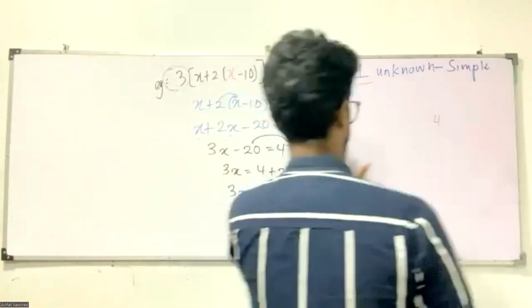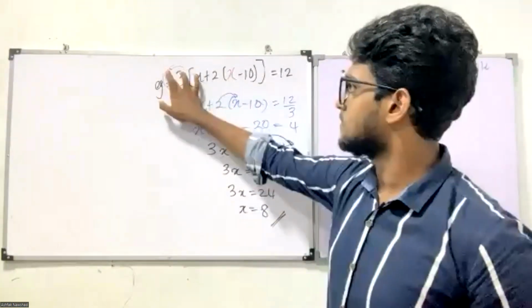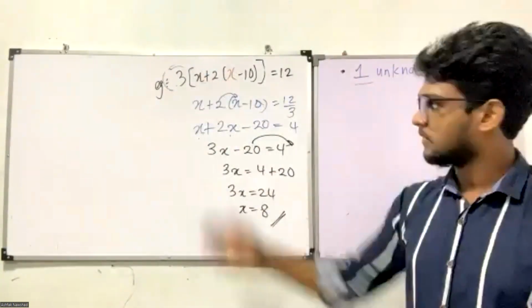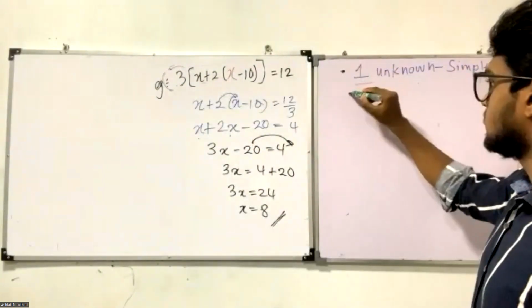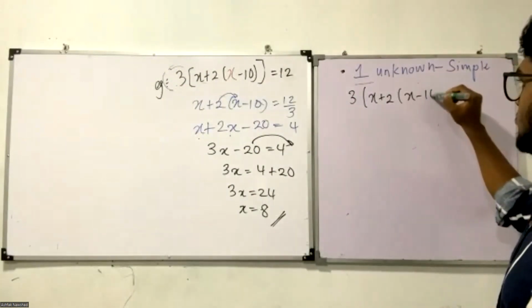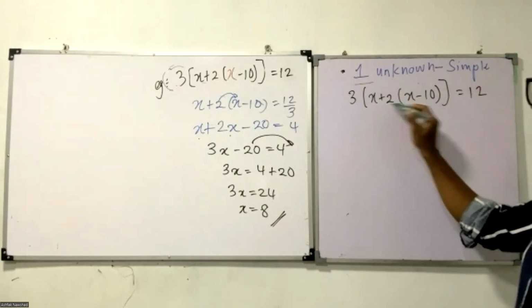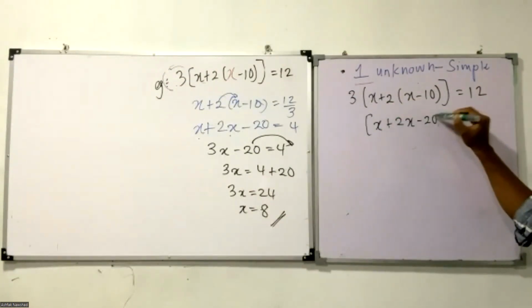The next method is identical, just a small difference. We don't divide this by 3. We expand the whole equation, like we expand the whole left side. See, I'll write this: 3 times x plus 2 into x minus 10 equals 12. We are going to expand this. First, simplify the bracket. X plus 2x minus 20.